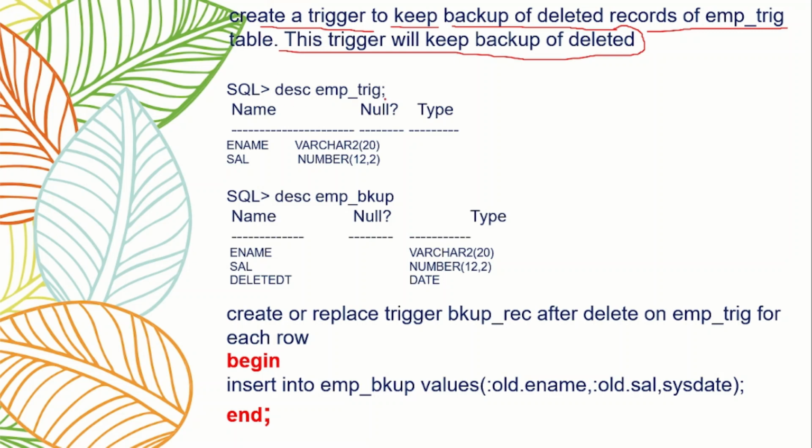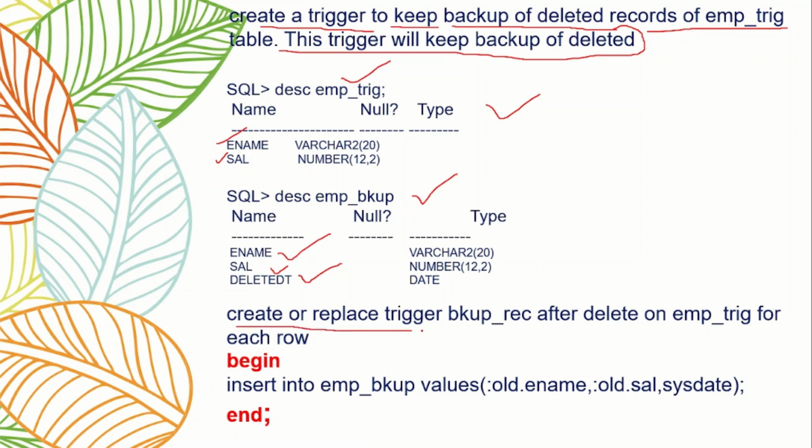So let us see this practically. I have to create two tables. The first is called EMP_trig, where we'll have two fields, ename and salary. I've kept it very small so that the hands-on becomes easier. The next one is called EMP_backup. This is the backup table. We'll have employee name, salary, and delete date. Now see the definition of the trigger, which is going to keep a record of deleted data.